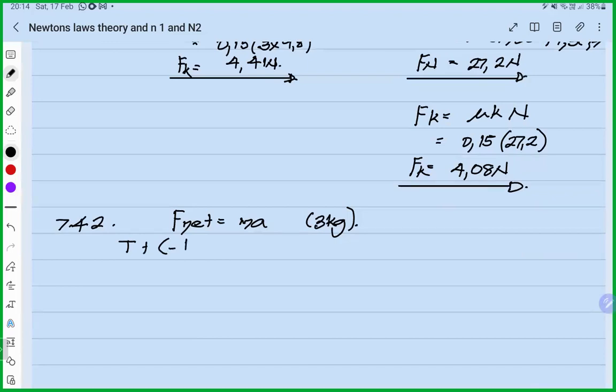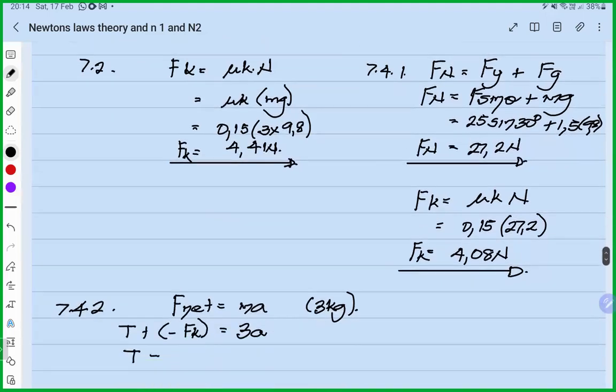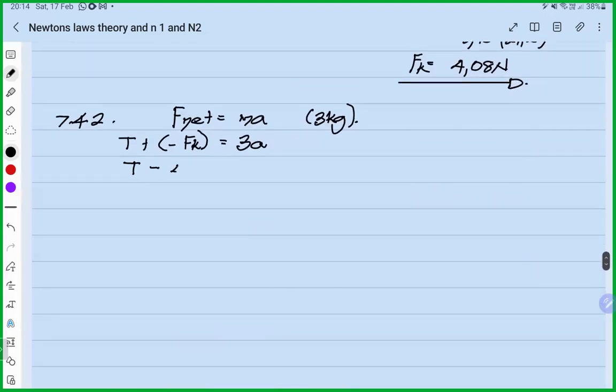And your F net here is going to be T minus Fk. If there's something that you don't understand, because there's a large number of you here, please stop me and I don't mind explaining it again. Your tension, we want to find. Your kinetic friction for the 3 kilogram mass was 4.41, equals 3a. I'm going to leave this as equation 1. Then I'm going to go to the 1.5 kilogram mass.